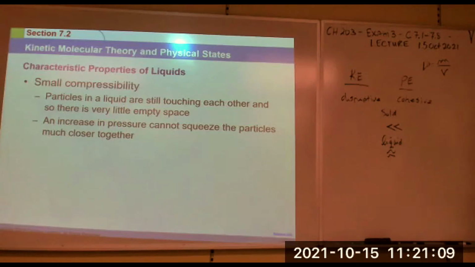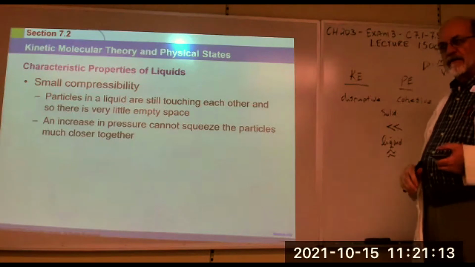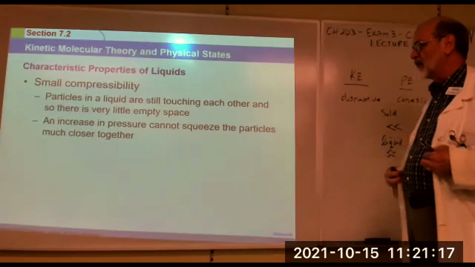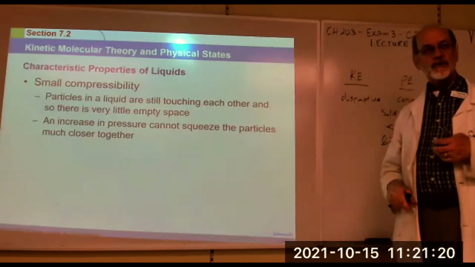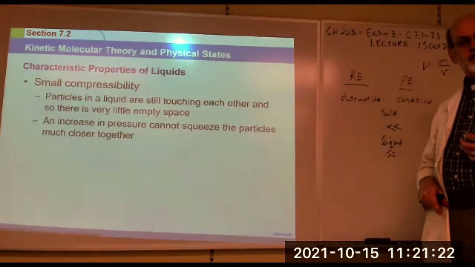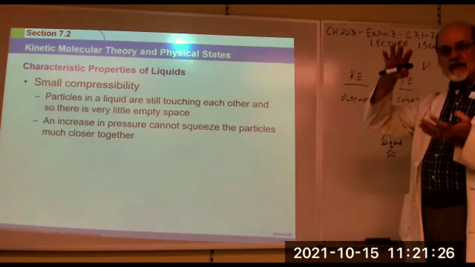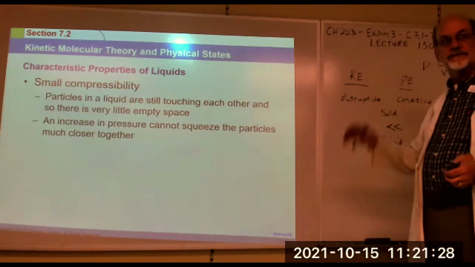They're not very compressible, right? Those molecules can move past one another, but that doesn't create a whole lot of space. Creates some space, a little bit of space. So if you put them under pressure, you can get them to compress, but it's a very small change in volume.